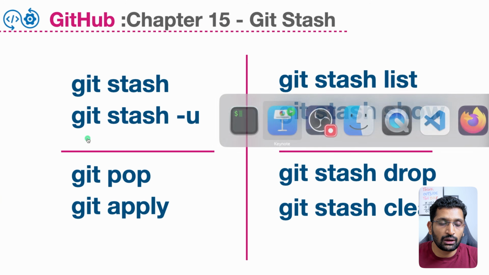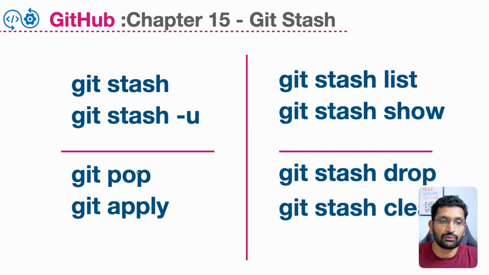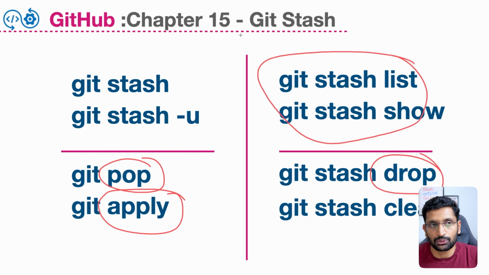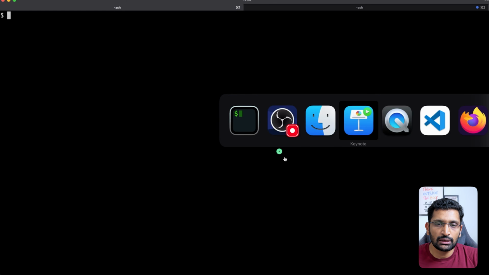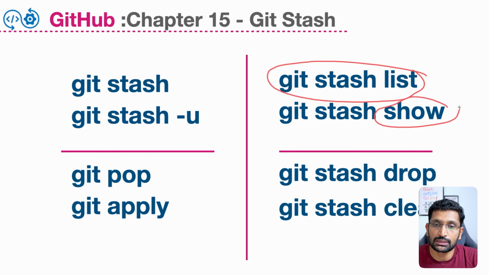So that's how you can play around. Here we have seen the pop, the apply, and the drop as well. The next commands I'm going to show you are stash list and stash show. I have already shown you git stash list, so let's focus on the git stash show command in the terminal.